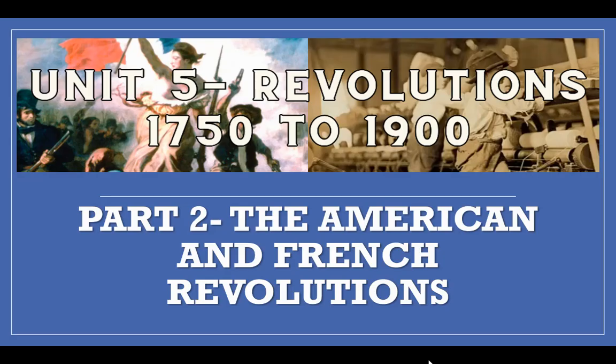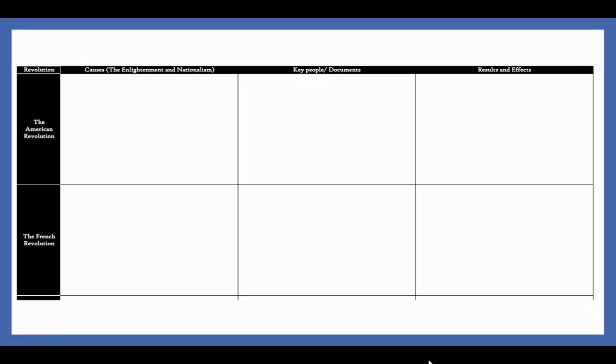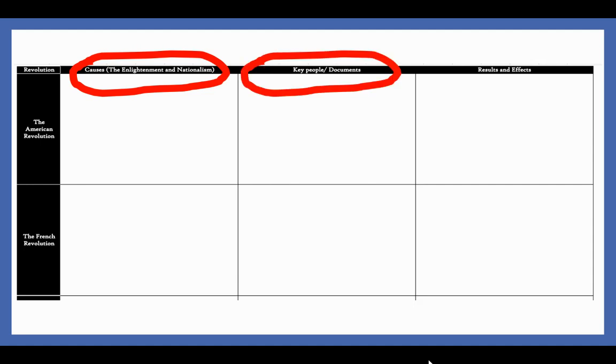So in this video, we're going to focus on the initial two Atlantic revolutions, the American and the French revolutions. And to help you organize your thoughts, I've provided you this chart where you're going to first of all write down the causes. The causes are going to be partially Enlightenment and partially nationalism. In this center column, you're going to write the key people and documents, and you're going to be very brief here. And then finally, the results and the effects. More than just people died. Ultimately, we want to know how enlightened these revolutions were.